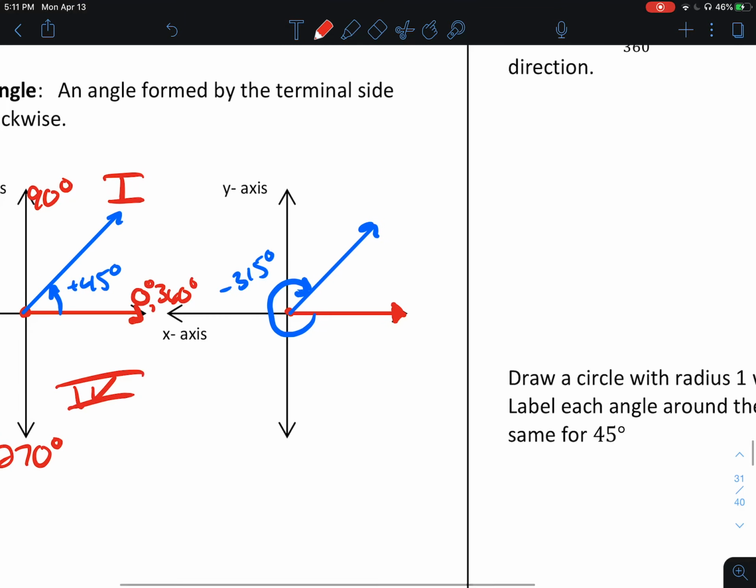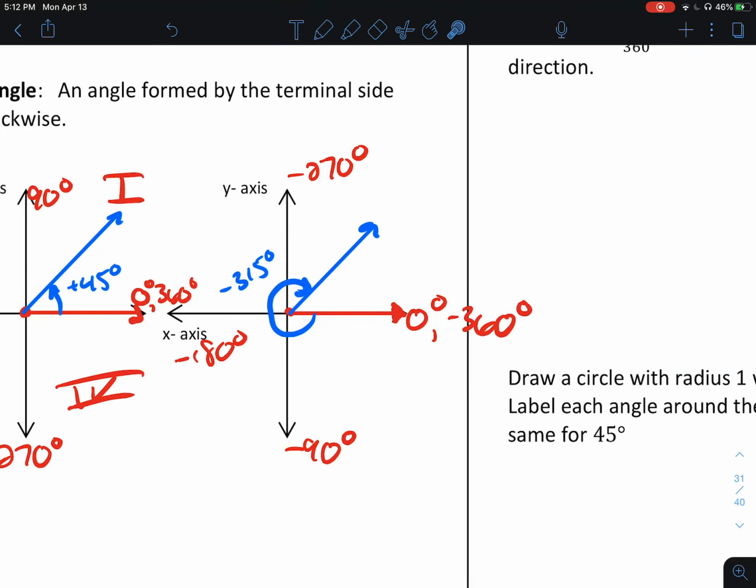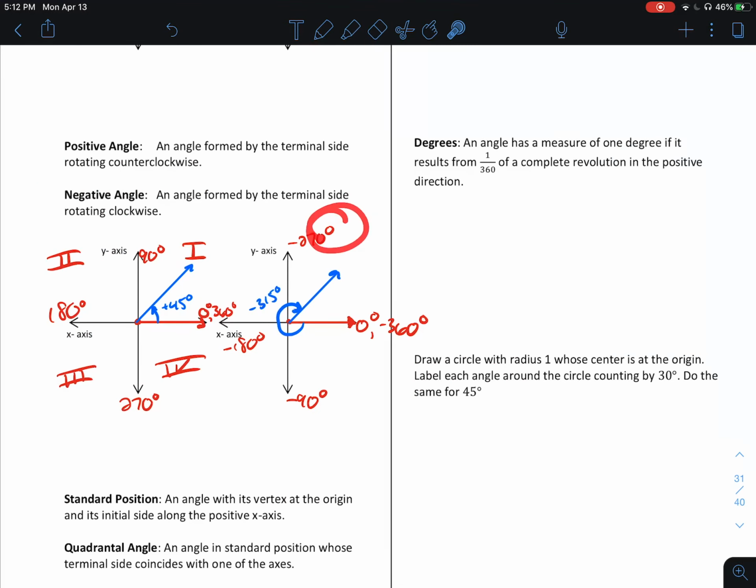If we went in the negative direction, we'd be at 0 degrees, negative 90 degrees, negative 180, negative 270 degrees, and negative 360 degrees. Before we forget, it's super important that you use this degree symbol. If you don't use a degree symbol from here on out, it is assumed that you're not using degrees. So if you intend to use degrees, you have to use this symbol.